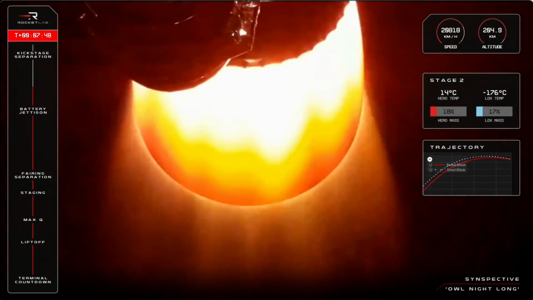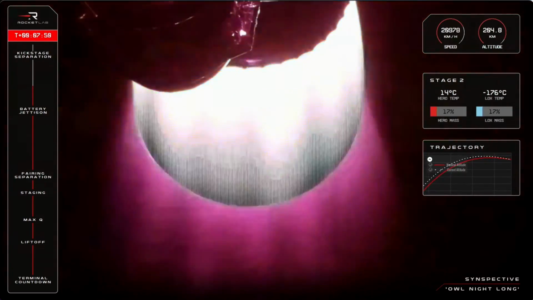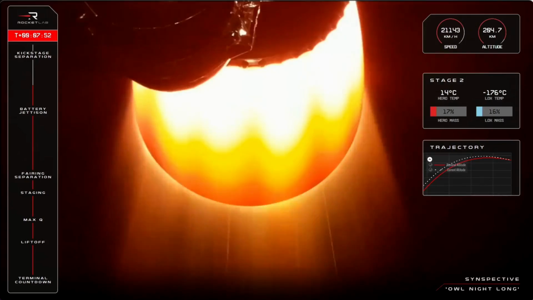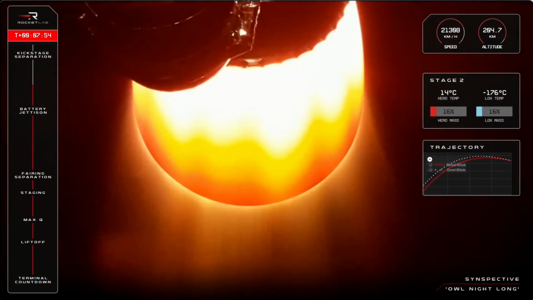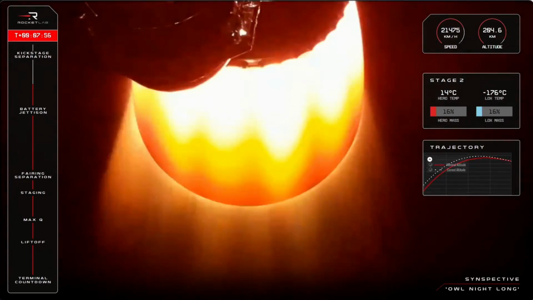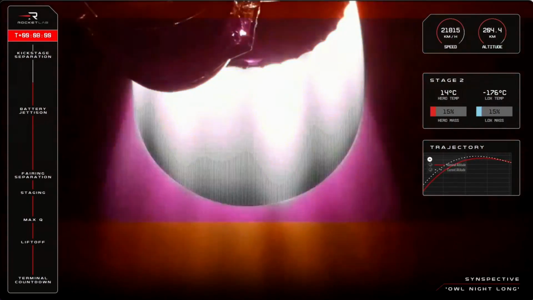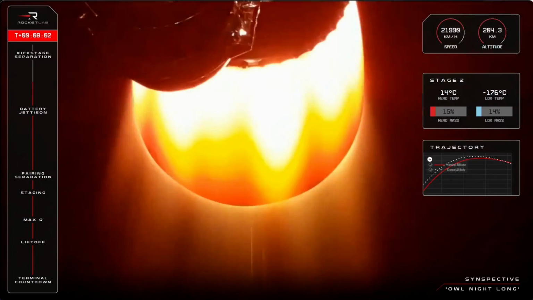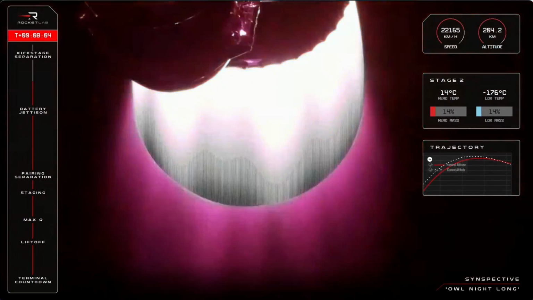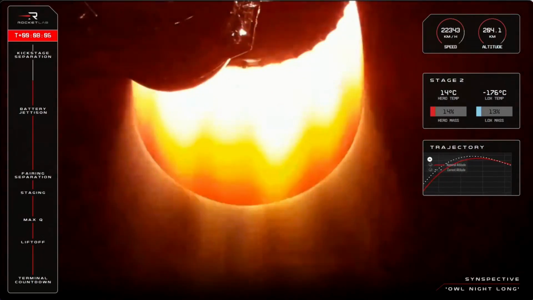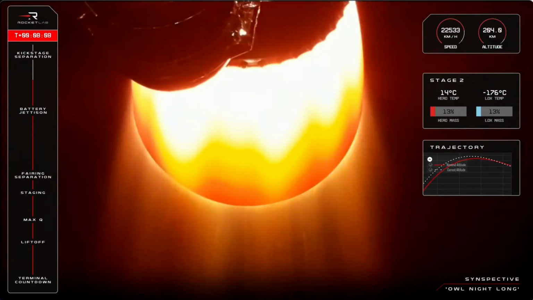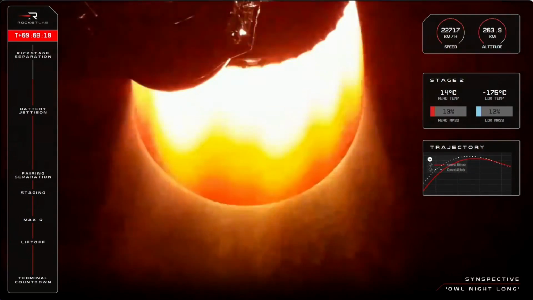If you take a look again at the right-hand side of your screen, you'll see Electron's Stage 2 and Kickstage trajectory values tracking pretty closely to our estimates. Today's launch of Synspective Strix-3 brings our satellite launch tally up to 178 satellites, with plenty more scheduled for this year in our launch manifest. This includes one coming up very soon from Launch Complex 2 in Virginia.